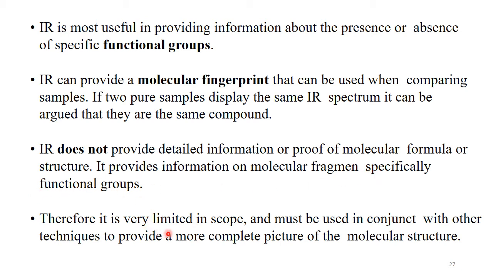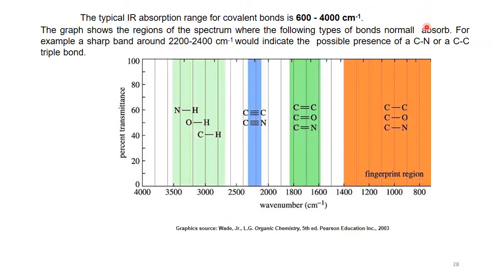Therefore, it is very limited in scope and must be used in conjunction with other techniques to provide a more complete picture of the molecular structure. The typical IR absorption range for covalent bonds is 600 to 4000 cm⁻¹. The graph shows the region of the spectrum where the following types of bonds normally absorb.